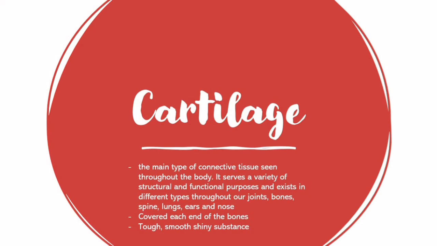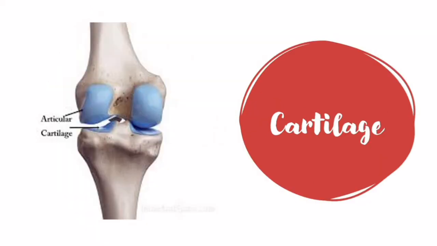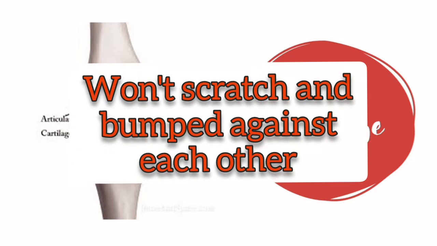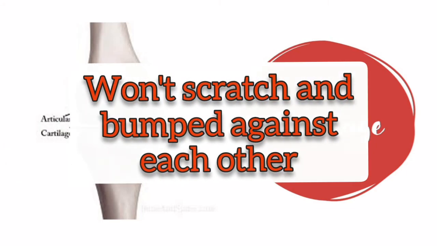Cartilage is the main type of connective tissue seen throughout the body. It serves a variety of structural and functional purposes and exists in different types throughout our joints, bones, spine, lungs, ears, and nose. It also covers each end of the bones. It is a tough, smooth, shiny substance. This is what cartilage looks like, this blue one in the illustration. All of this is so your bones won't scratch and bump against each other when you move.